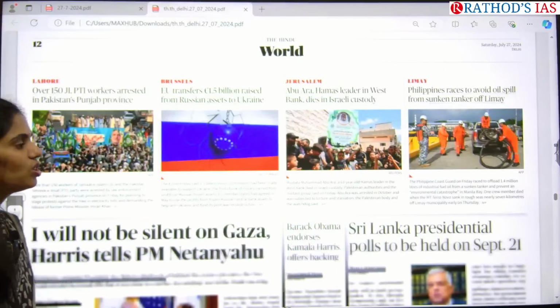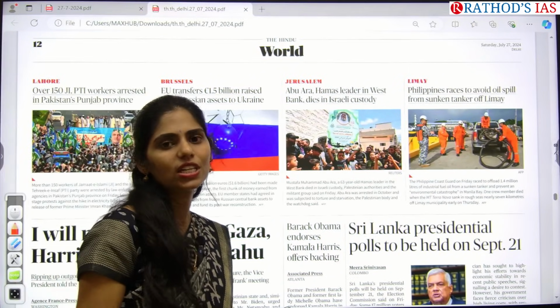Yeah, that's all. So these are the important articles that appeared in today's Hindu newspaper.